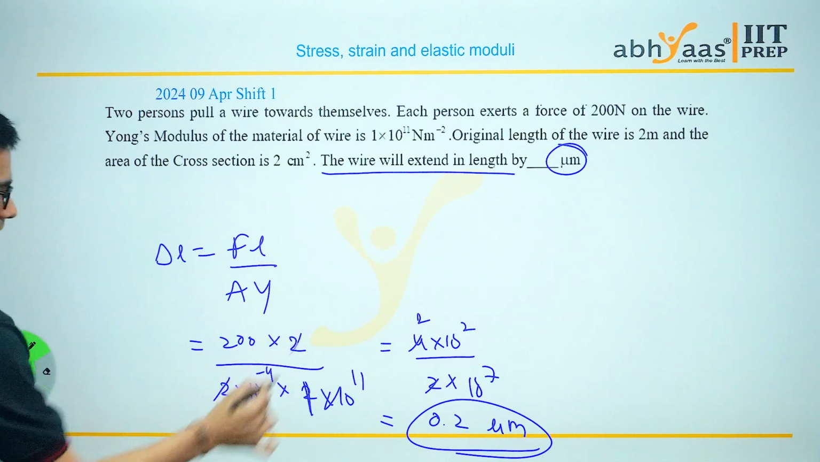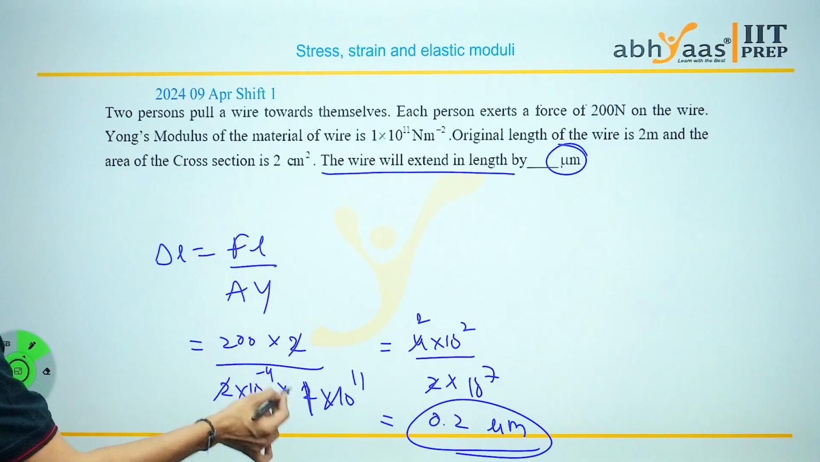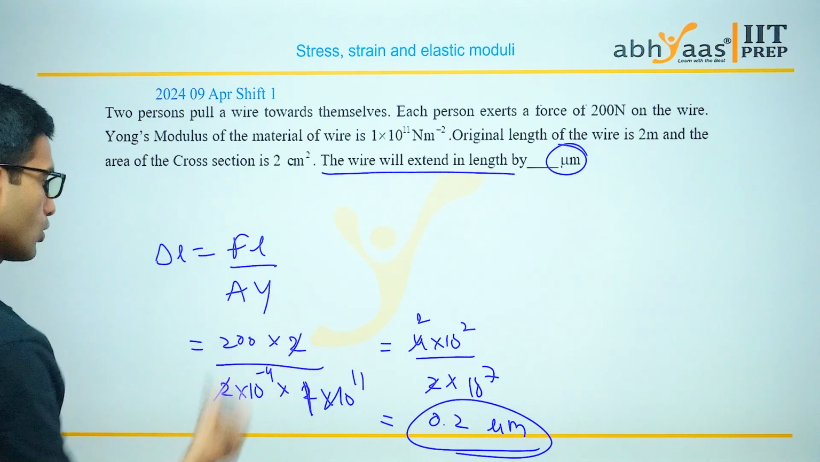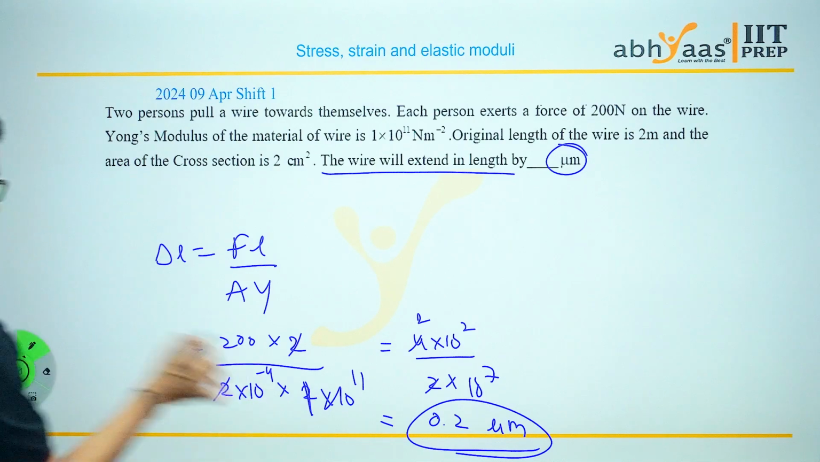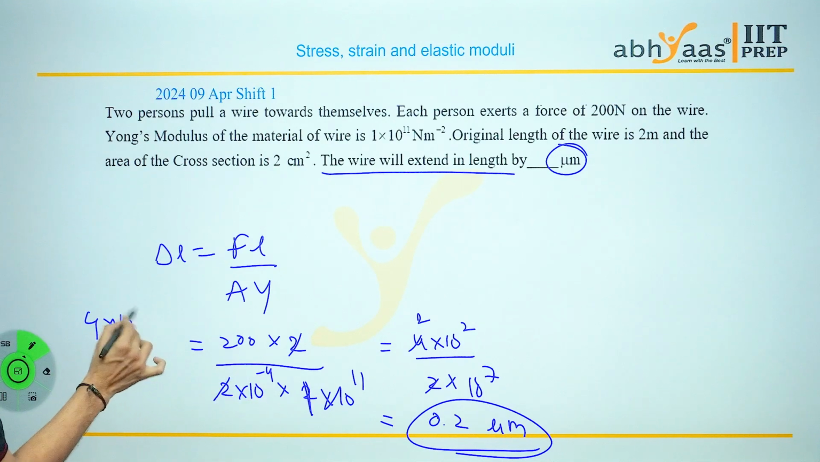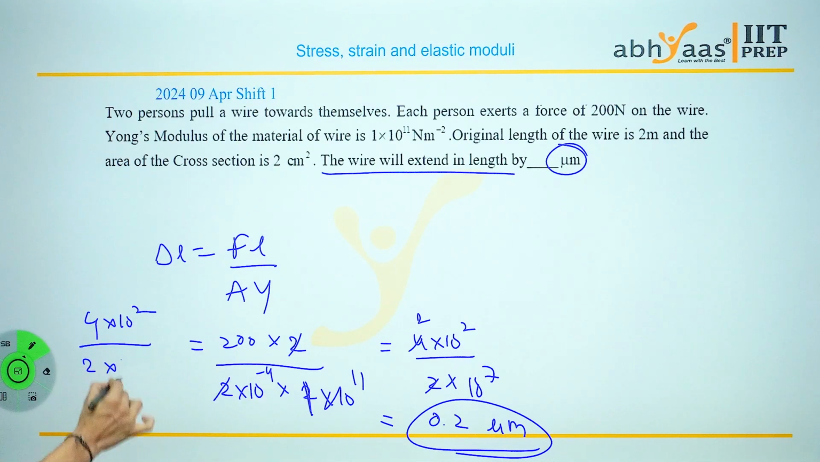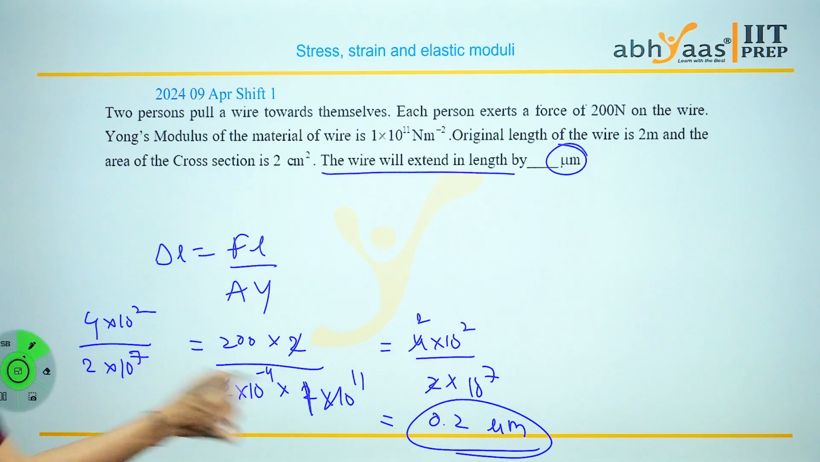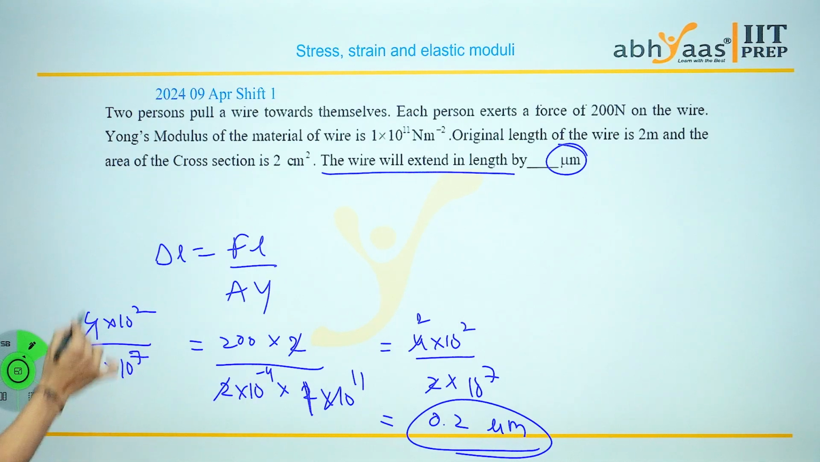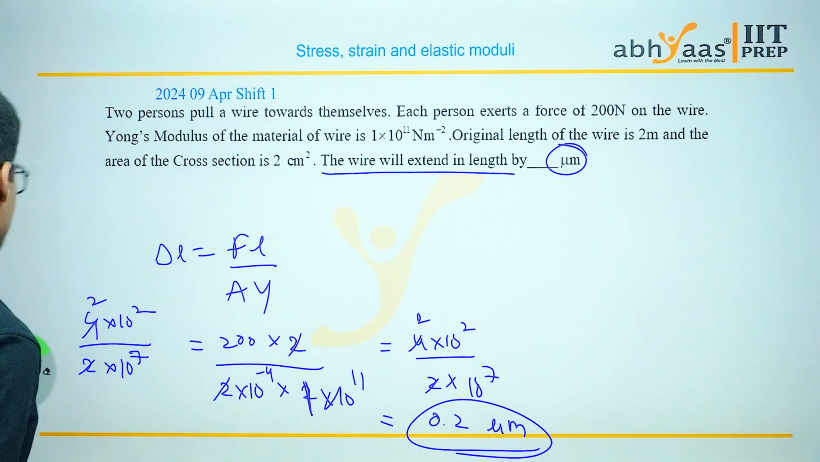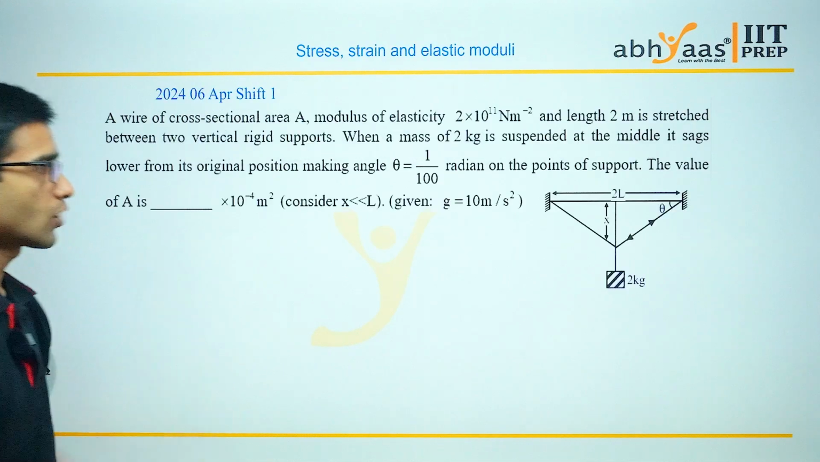So this cancels, 10 power 7. If it goes to the top, it is 10 power minus 7. So what you will get? 400 means 4 into 10 square, so 2 into 10 power 7, 10 power minus 5. Exactly 0.2 micrometers. A simple question based on that formula only.